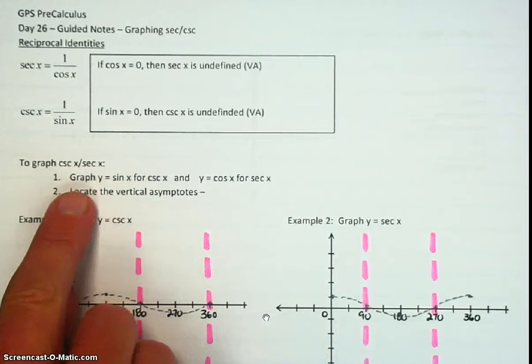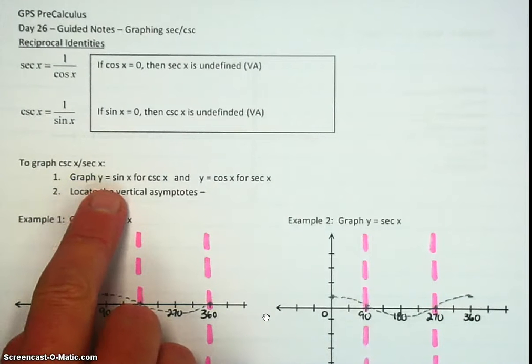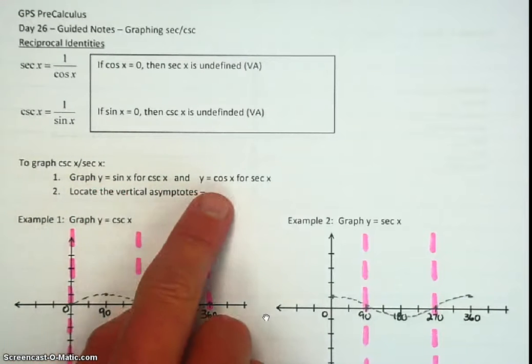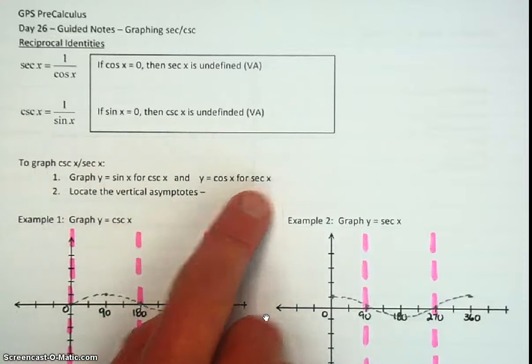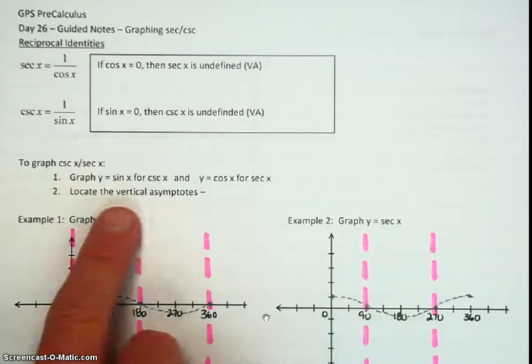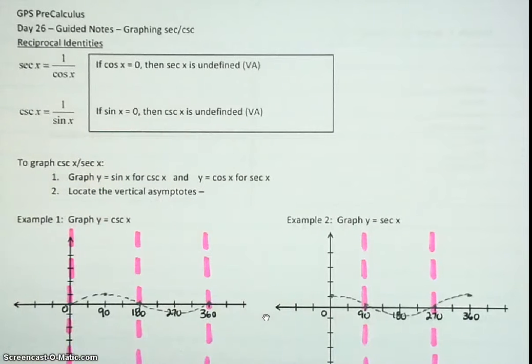Graphing secant and cosecant, what you're going to do, depending on which one you have, you're going to graph either the sine or the cosine. So if it's a cosecant problem, you're going to graph sine. If it's a secant problem, you're going to graph the cosine. And then the next thing you need to do is locate the vertical asymptotes.